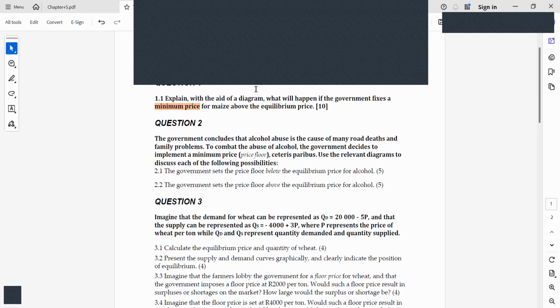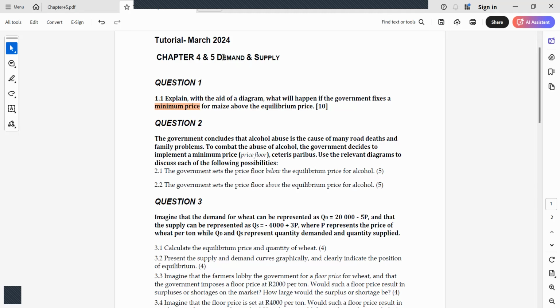So hi guys, we're going to be doing tutorial questions for chapters 4 and 5, demand and supply. Question 1: they're saying explain with the aid of a diagram what will happen if the government fixes a minimum price for maize meal above the equilibrium price.